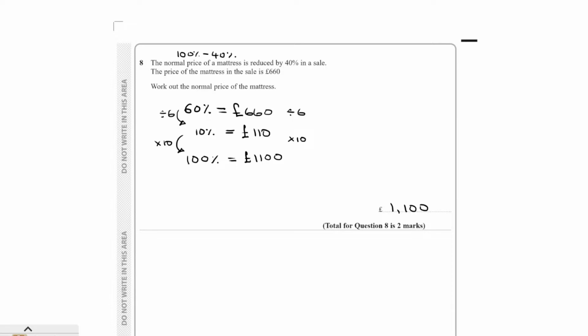If this was a calculator one, I would do it more directly and I would do that price, the sale price, divided by what percentage it is as a decimal. That would give you the answer directly. Obviously, I probably wouldn't want to do that non-calculator myself. I would rather do it this way. So you've got the two options depending on if it's a calculator question or not.